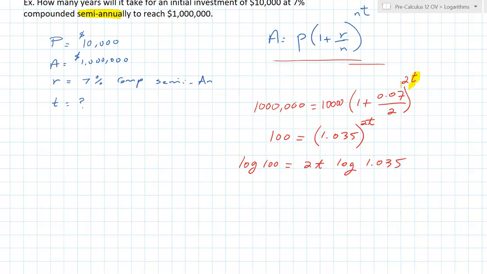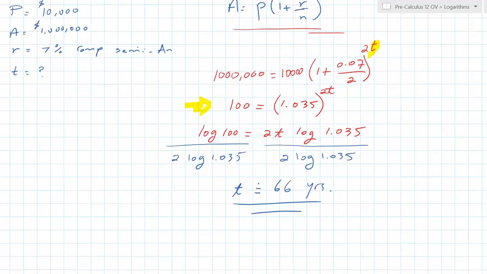So when we simplify, we divide both sides by 10,000, we're going to get this equation, and then we take the log of both sides. This is the part where, remember, when you take the log of both sides, the 2t comes in front of the log, and now you have to solve for t. Divide both sides by the coefficient of t, and then take out your calculator and find out what the value is. It turns out it will take about 66 years. If I'm not mistaken, double check, but that's what you will get to make $1 million out of the $10,000 investment at 7% compounded semi-annually.